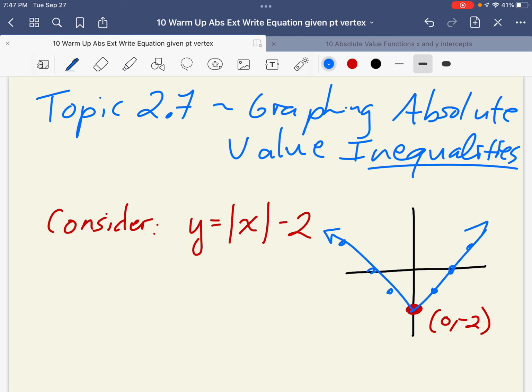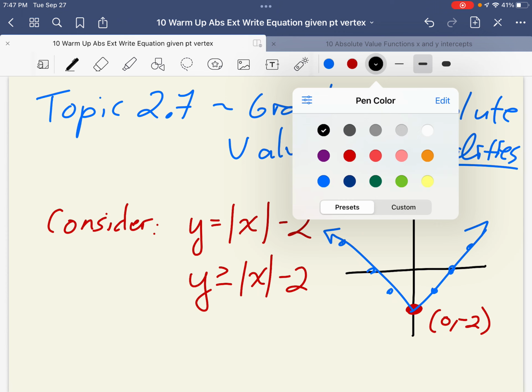Now, that's if we had an equal sign. But what if it really was, say, a greater than or equal sign? Well, the good news is I don't have to change what I just did. I still have the vertex. I still have the slope. All I got to do is think about greater than, which really boils down to a test point.